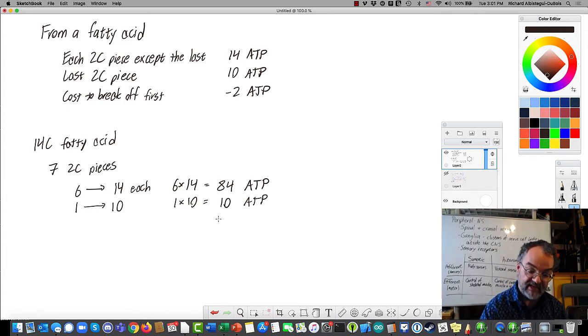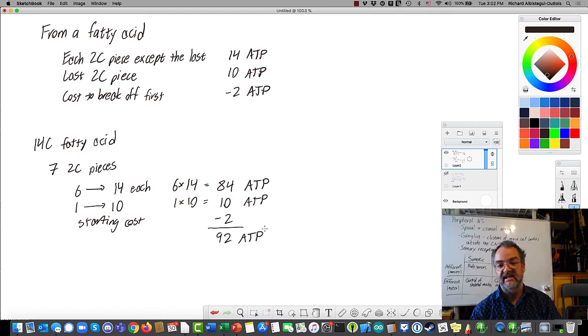And then I have to take off the 2 to start it. So my total is, I get 92 ATP out of a 14-carbon fatty acid. So you might be asked to solve that problem. How many ATP do I get from a fatty acid of some particular length? That's how you would do it.